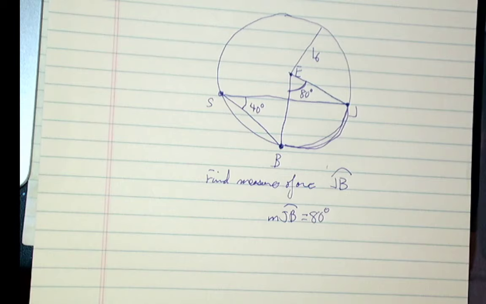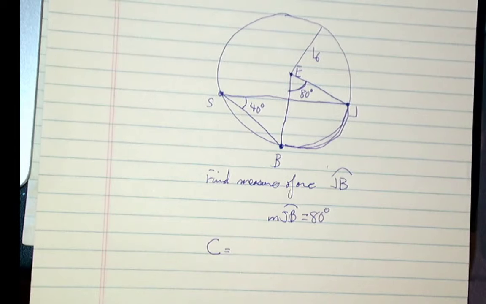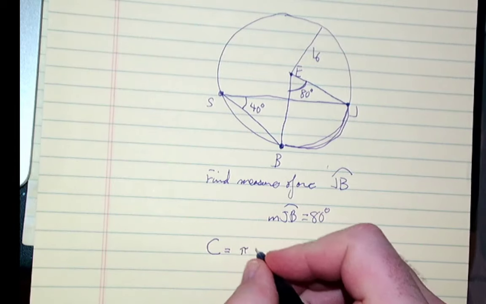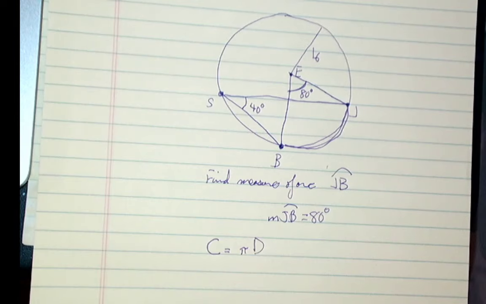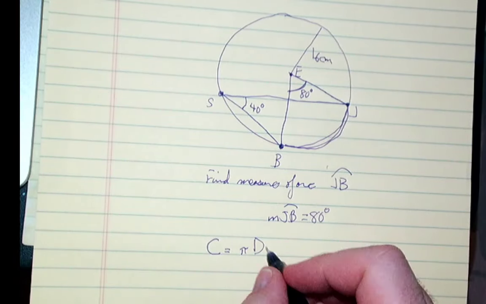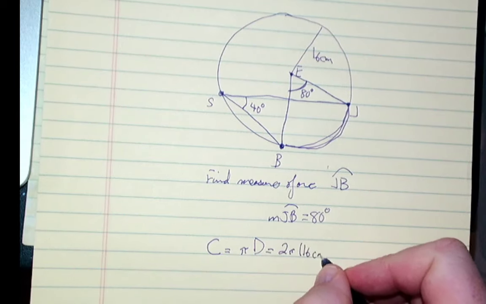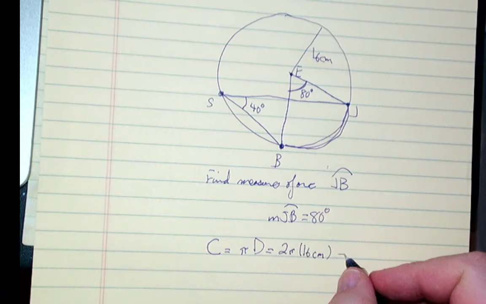So how do we find the arc length? Well, you know the length of the entire circumference, where the circumference is equal to pi times the diameter. How do you know that? Well, that's literally the definition of pi. Pi is the circumference divided by the diameter. Well, we're not given the diameter, but we are given the radius. We're told the radius is 16 centimeters. And the diameter is just twice the radius, so that's 2 times pi times 16 centimeters, or 32 pi centimeters.